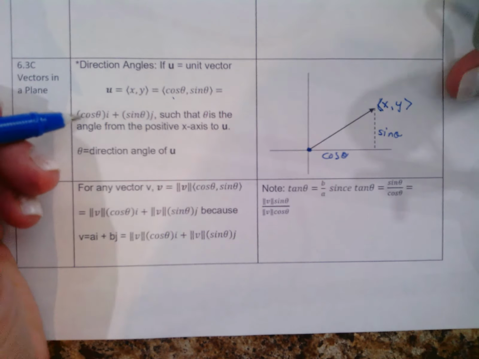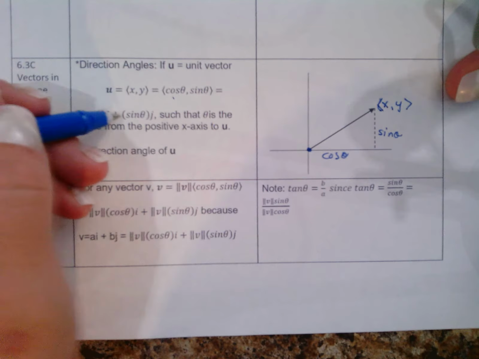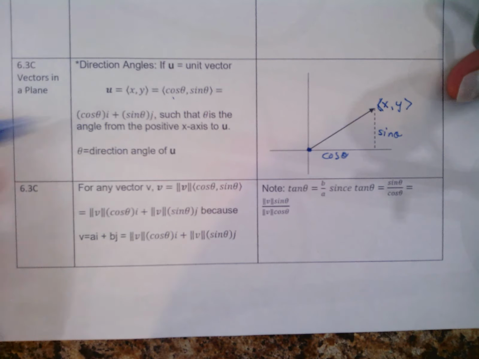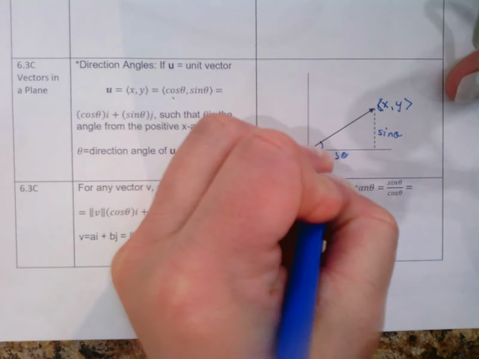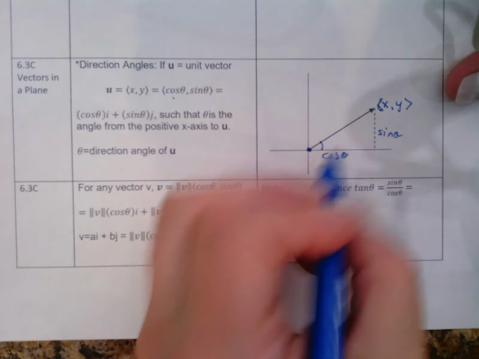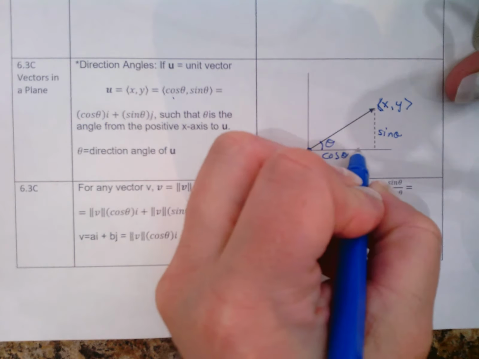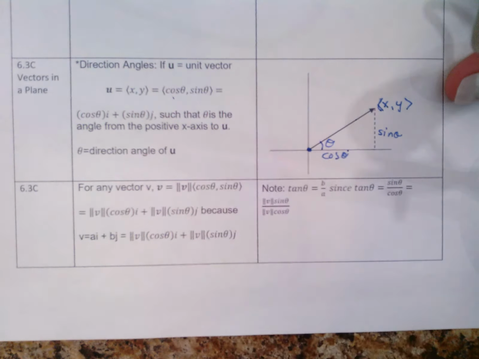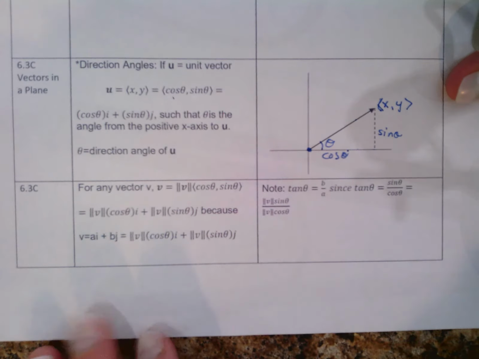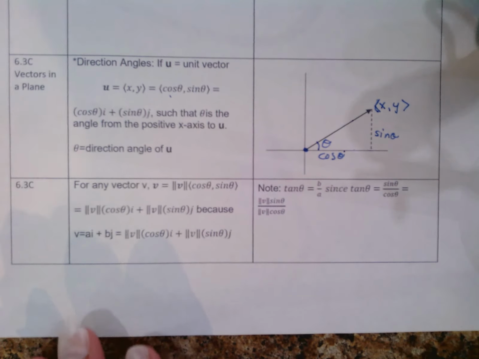So we're going to have this as cosine theta i plus sine theta j, if we're writing it in a linear combination, such that theta is the angle from the positive x-axis to u. So that's this angle right here, going from the positive x-axis always up to u. So theta is a direction angle of u.